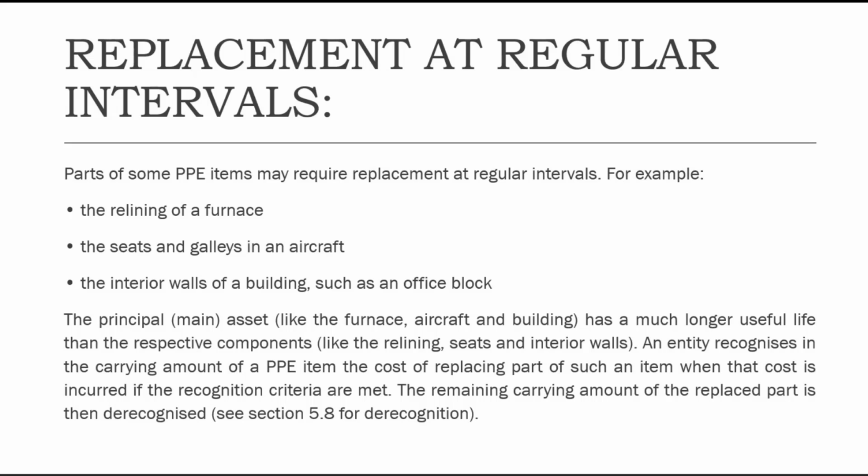Okay, so everything in property, plant, and equipment is easier unless you come to what we call replacement at regular intervals. It says that part of some PPE items may require replacement at regular intervals. For example, the relining of a furnace, the seats and galley in an aircraft, the interior walls of a building, such as an office. These items, oftentimes you replace them from time to time, right? And according to the standard, IAS 16, this replacement cost should be capitalized.